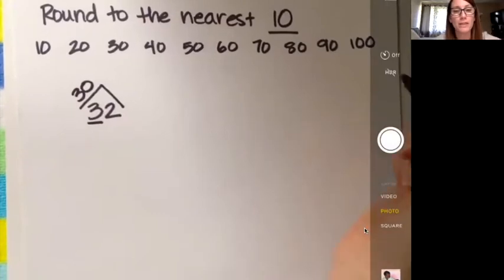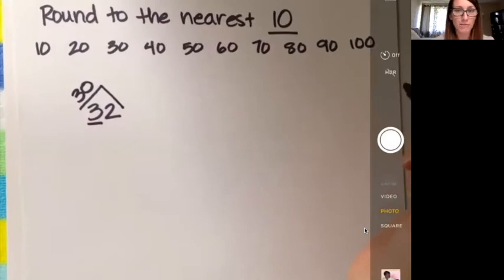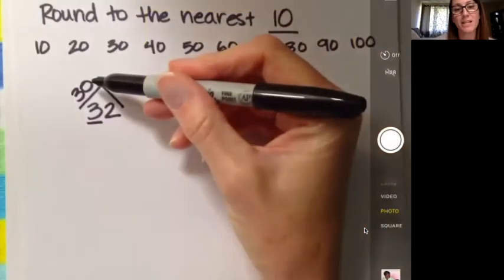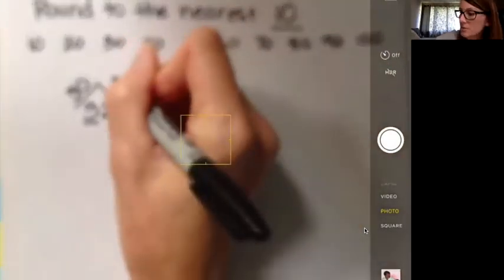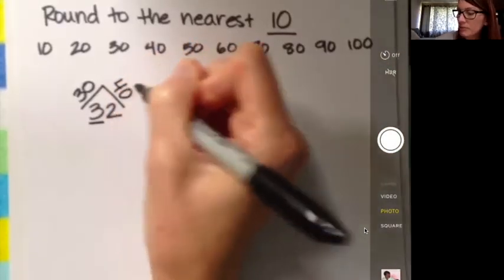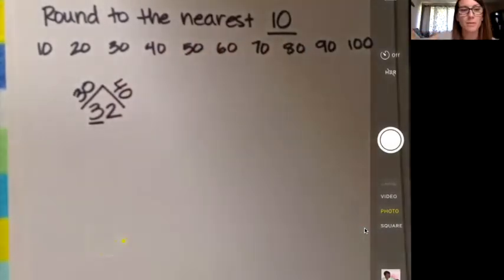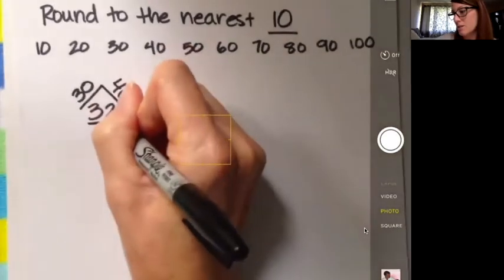Okay. Next step is I want to think about what is the 10 that comes after 32. So this one's really easy. All I have to do now is I need to add 10 to 30. So I go 30, 40. So I'm going to put a 40 right there. Okay. Now, my next step is I'm going to take a look at the digit that is right to the right of my tens place, and that digit is a 2.